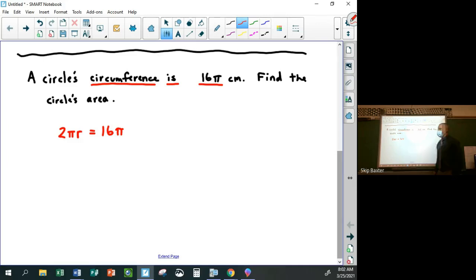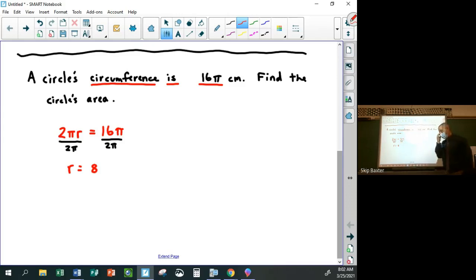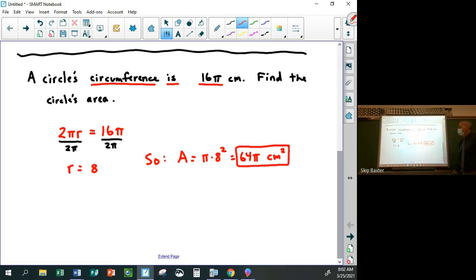So in this case, if we're trying to solve for r, you just divide by 2 pi. You want to divide by all the other stuff. So this ends up giving you r equals 8, right? Because the pi and the pi cancel. So then if we know r equals 8, then the area is pi r squared. Pi times 8 squared, which is 64 pi square centimeters. And that's the answer. Right?